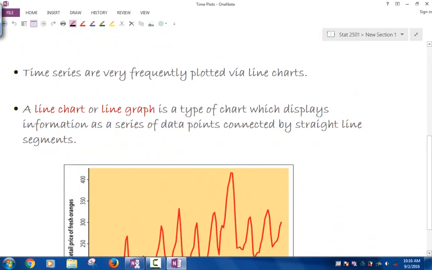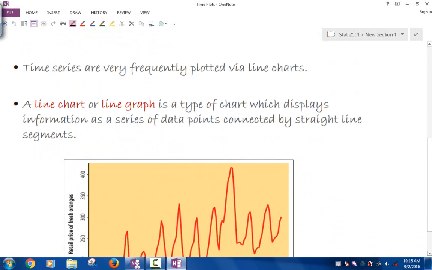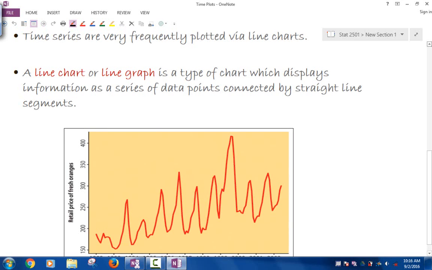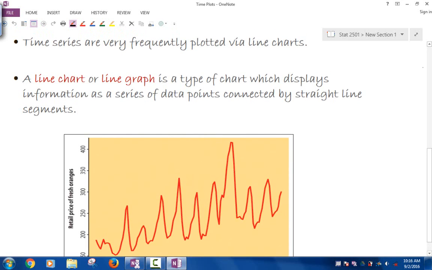So time series are very frequently plotted via line charts. A line chart or a line graph is a type of chart which displays information as a series of data points connected by straight line segments.